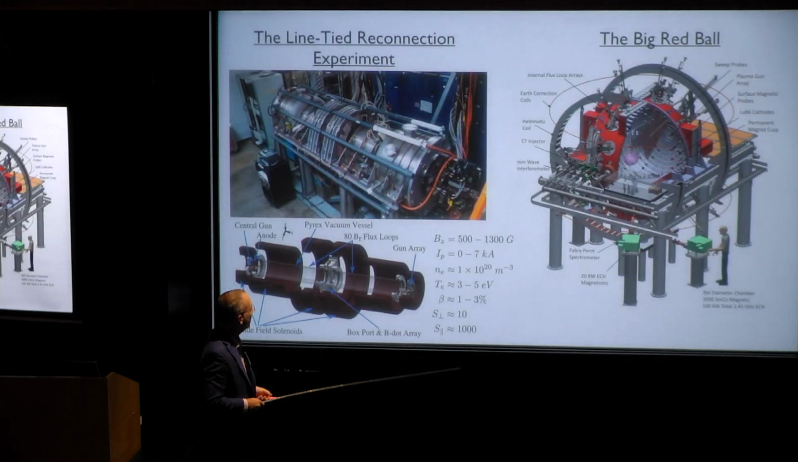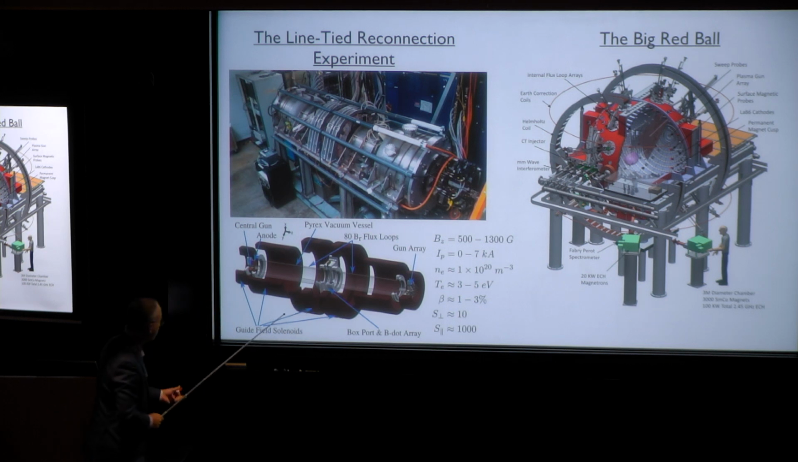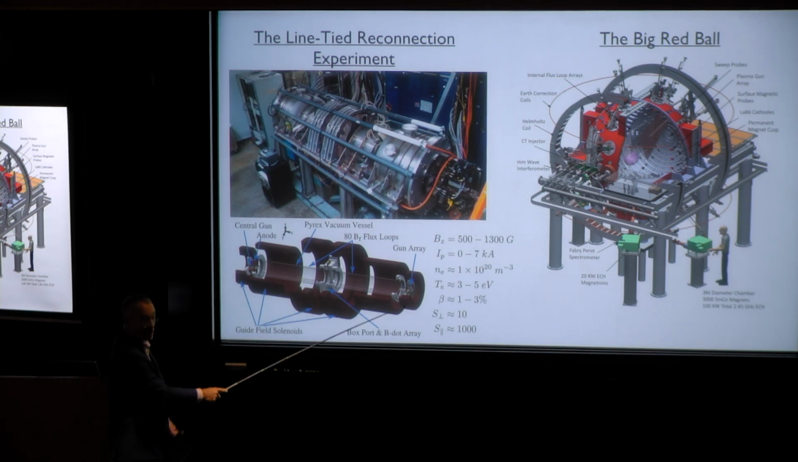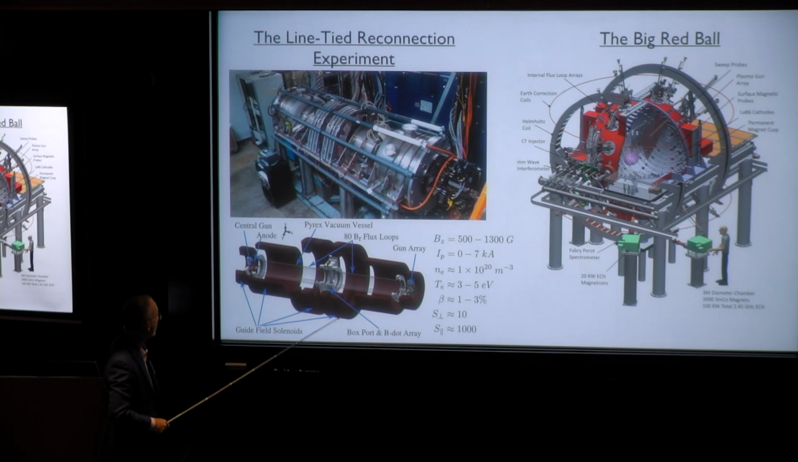Okay, we do experiments on two machines. This is the first experiment machine, and this operated well before the other, is called the Line Tied Reconnection Experiment. And what it is, it's what we would call in the field a screw pinch. So very, very simply, it's a solenoidal magnetic field, and we inject current along the column, and injecting current creates twist, leads to instabilities, and so forth. And so this is really very simple.